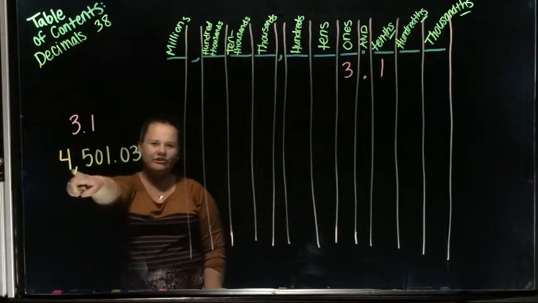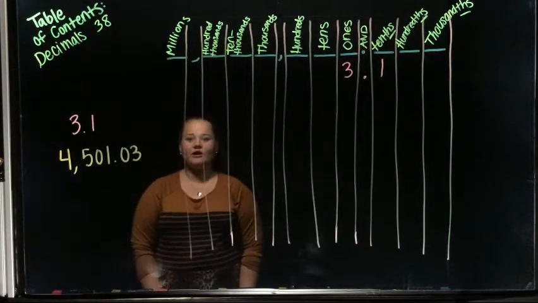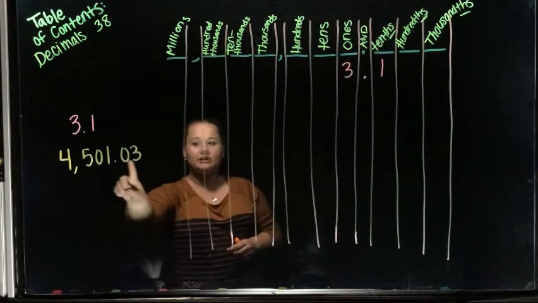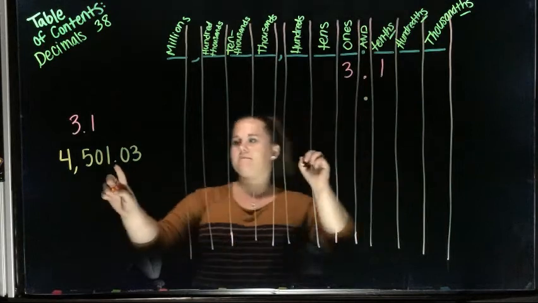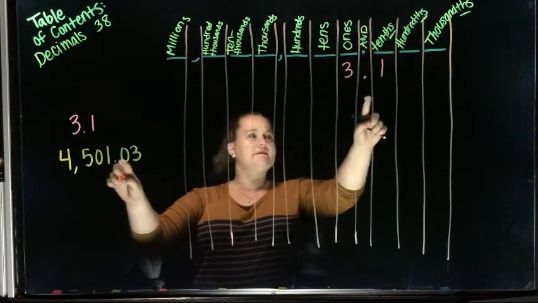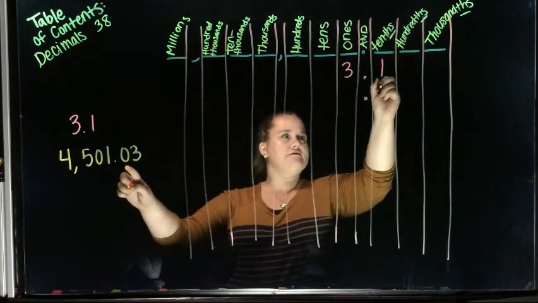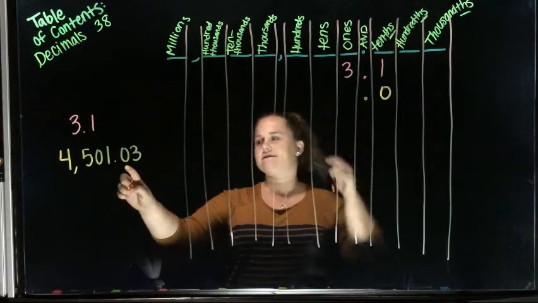Do I start at my 4? No, I'm not going to start with my 4. I'm going to go to my decimal. So start your decimal. Go over here and put your decimal. Okay. So I see my decimal. On this side I have a 0. So I put a 0 in the tenths column.